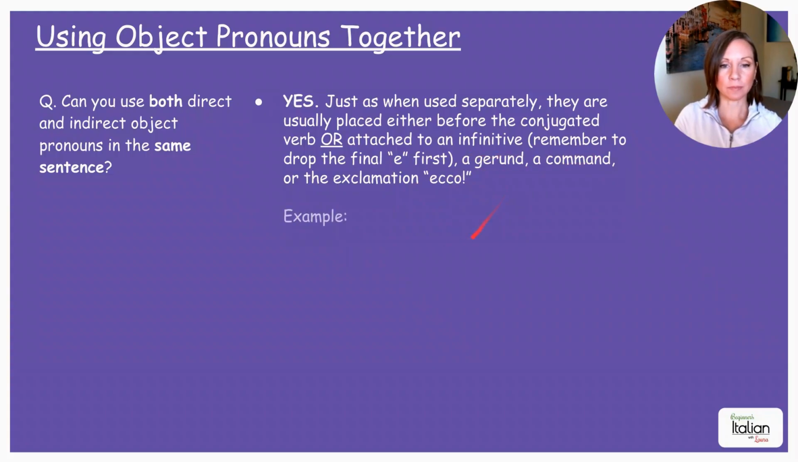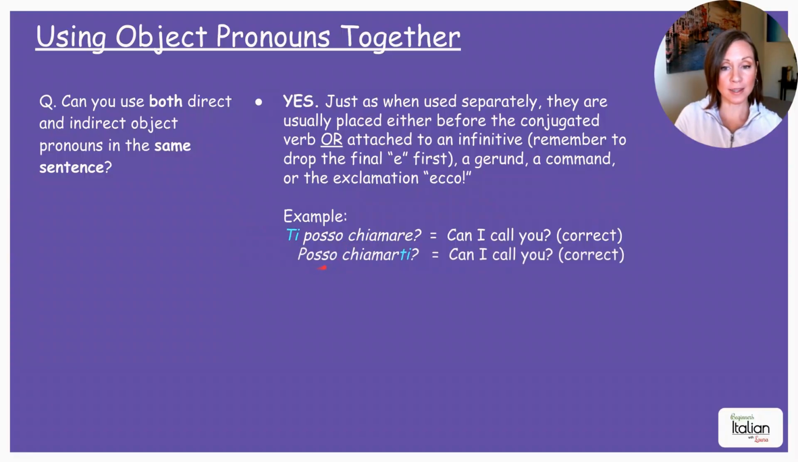For example, "ti posso chiamare?" Can I call you? So we put it before the conjugated verb, "posso." We can say "posso chiamarti." Okay, again, attached to the infinitive, but you take off the E first. What order do you put them in?